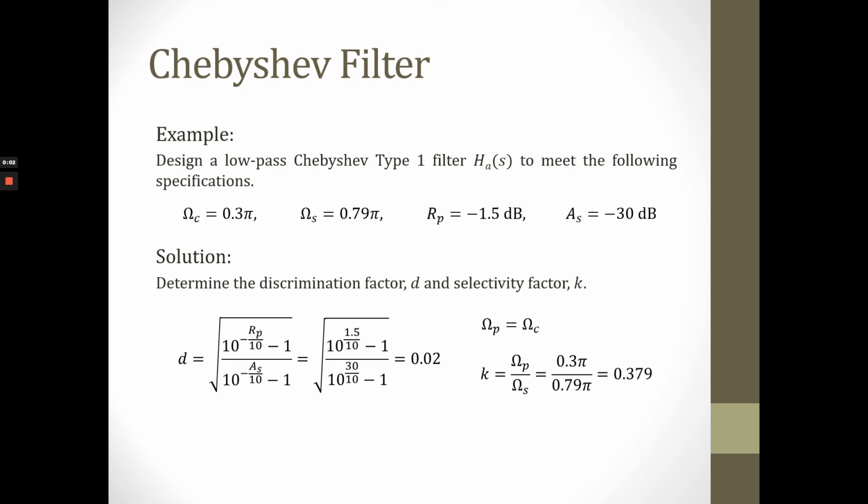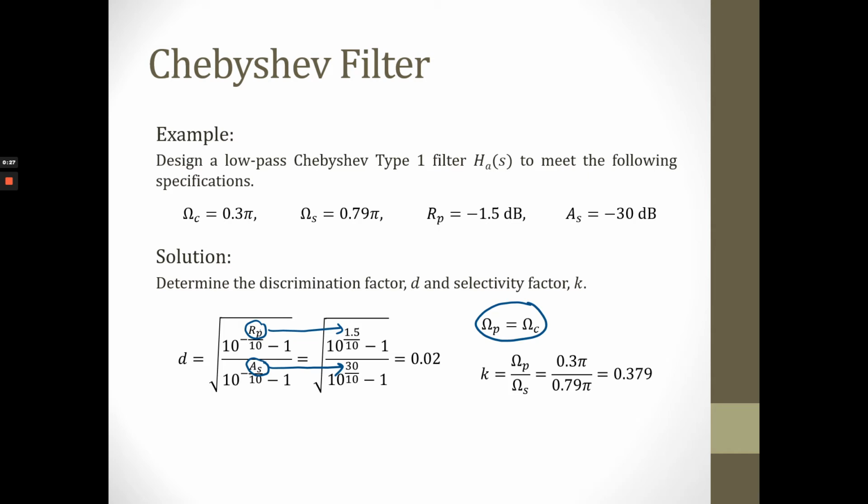In this second example, we need to design a low-pass Chebyshev filter type 1 based on this specification. So first, we determine the discrimination factor based on attenuation passband and attenuation stopband value. So we note that the omega passband is equal to the omega cutoff. So we can use this value to determine the selectivity factor.